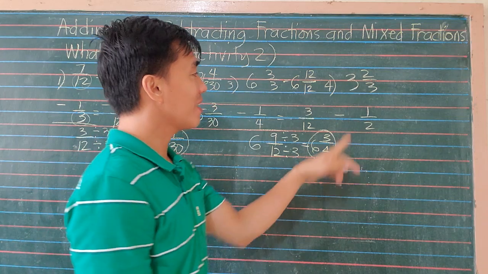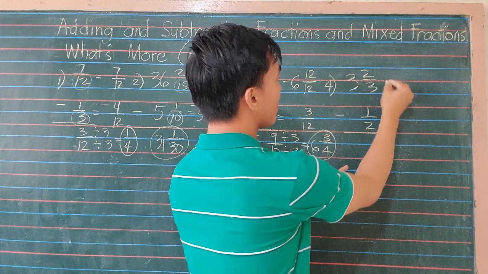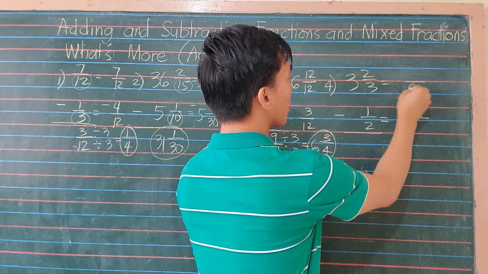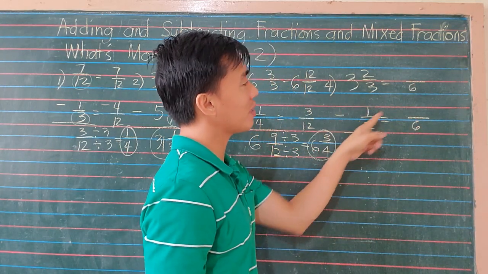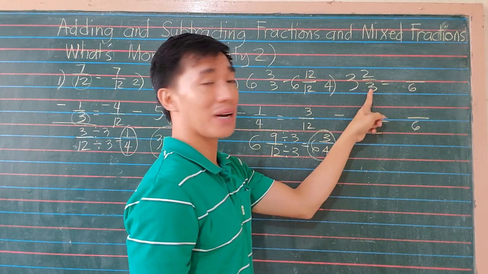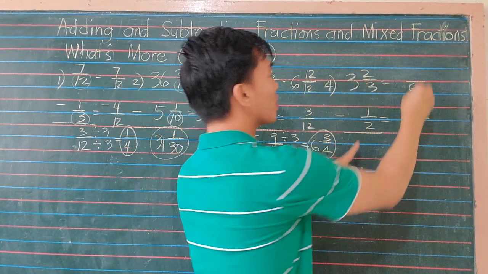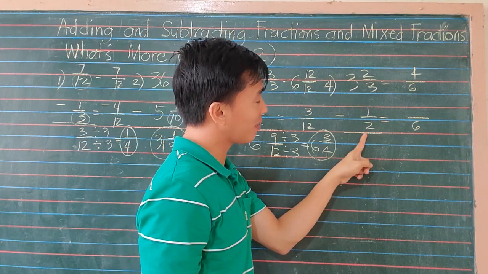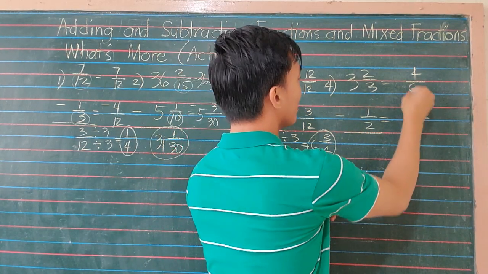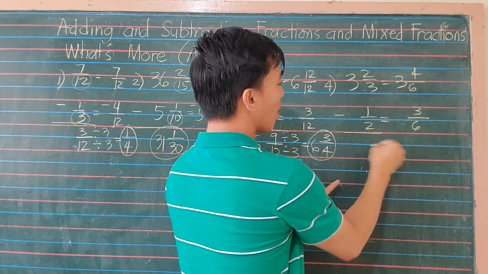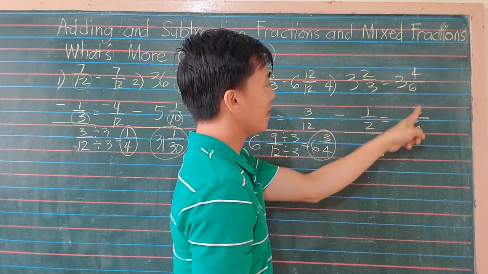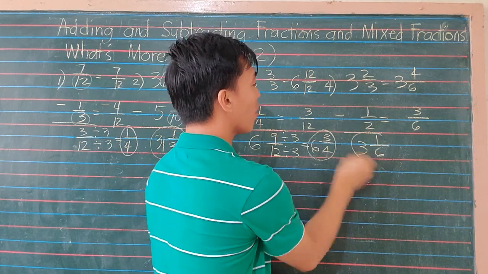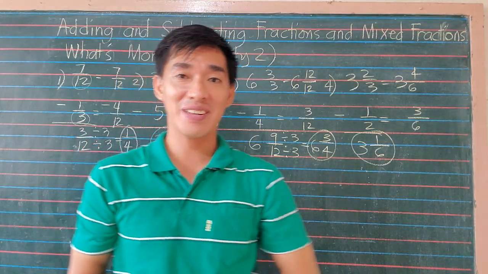And finally, for the last item here, of course, they don't have the same denominator. So look for their LCD, which is equal to 6. 6 divided by 3, that is 2 times 2, that is 4. 6 divided by 2, that is equal to 3 times 1, that is 3. Then copy 3. So common denominator is 6. Then subtract, that is equal to 1. Then subtract, that is equal to 3. So our final answer is 3 and 1/6.